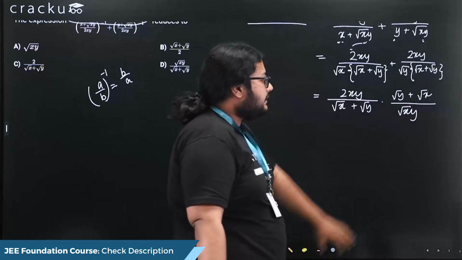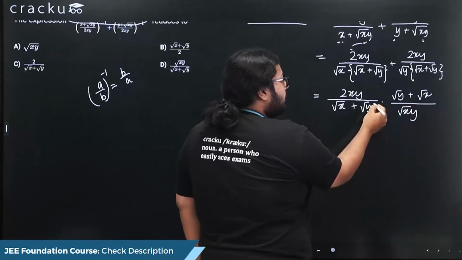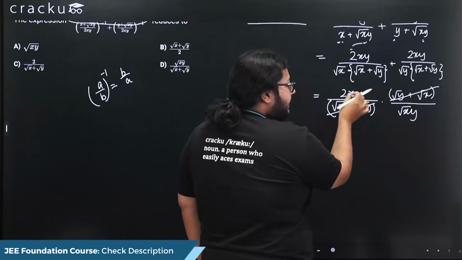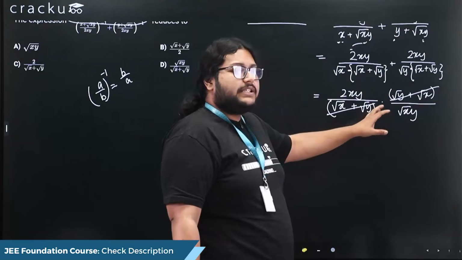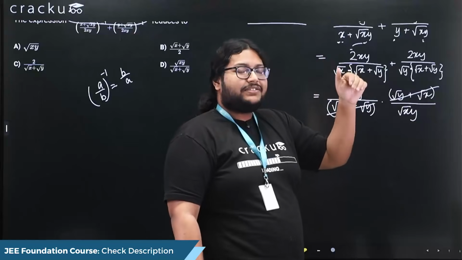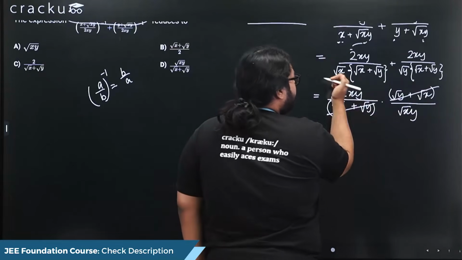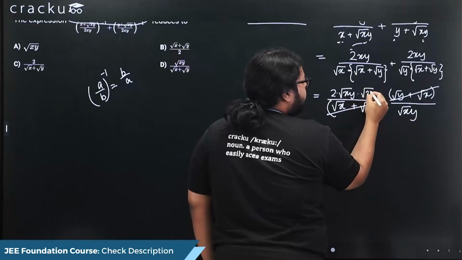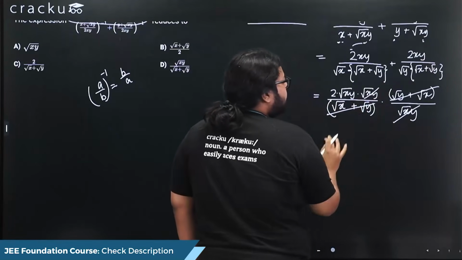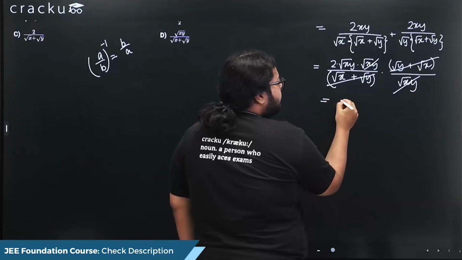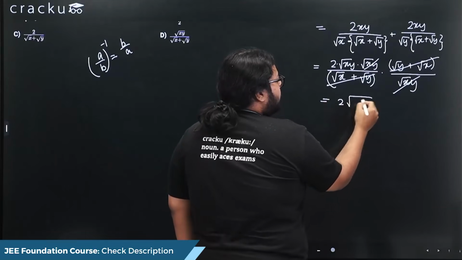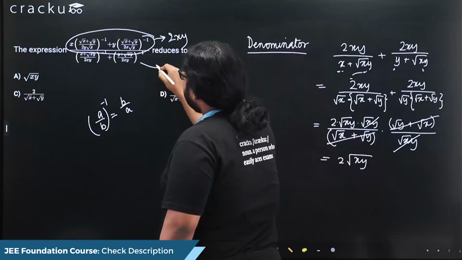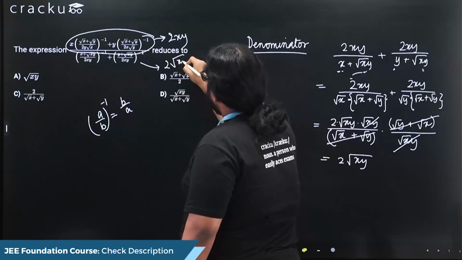Now if you see, this expression simplifies further because root x plus root y I can cancel out. Root xy I can also cancel out. Why? Because 2xy is basically what? 2 into root xy into root xy. So if I write 2xy like this, I can cancel out the root xy's also, and my denominator is basically 2 root xy.